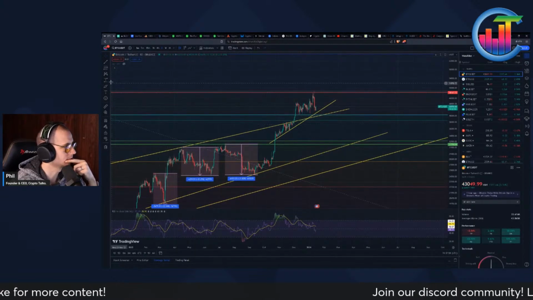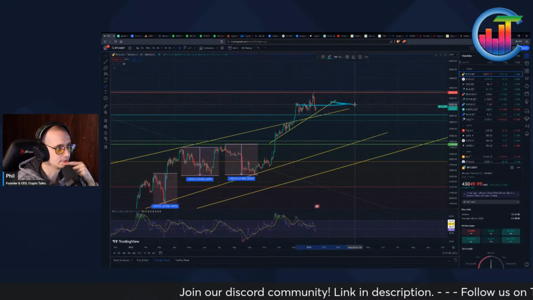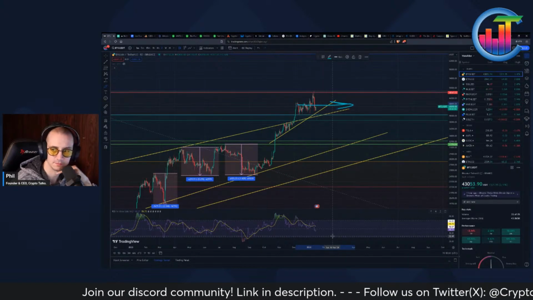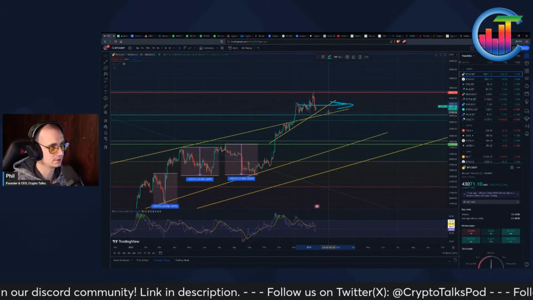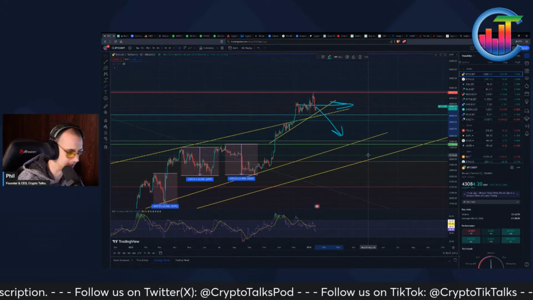We could see a longer term sideways move, like through here for sure, and that would reset a lot of things as well. I don't think we necessarily have to go down to have that correction take place.